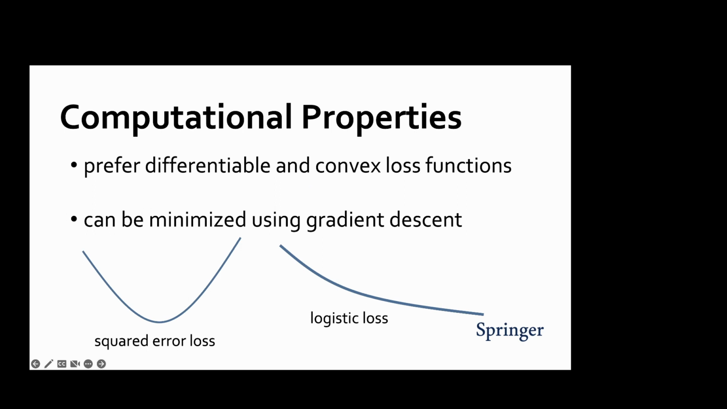Computationally, machine learning methods are optimization algorithms that aim at learning a hypothesis with minimum loss. It turns out that loss functions that are differentiable or smooth and convex can be minimized quite efficiently using simple gradient descent methods. 2 examples for a smooth and convex loss function are the squared error loss for regression and the logistic loss for classification problems.